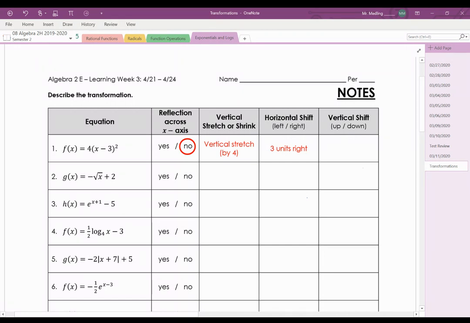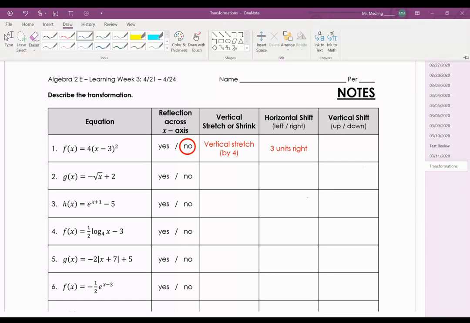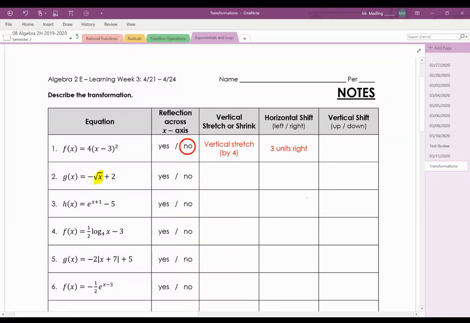So the first thing I'm going to look at for the reflection across the x-axis, is there a negative hanging out in front of the function? Now, it's very important that you know what the function is. So in this case, our function is square root. All right, so that's what we're asking about at this point. So there's a negative out front. We reflect across the x-axis.